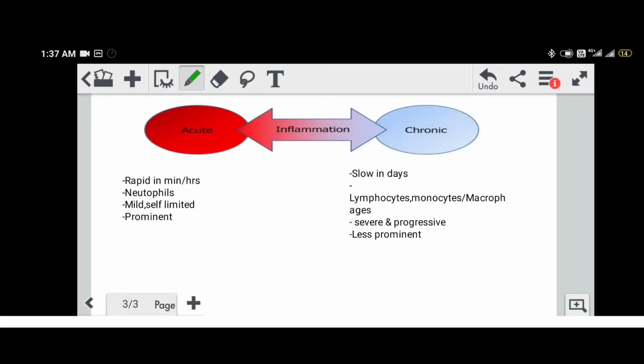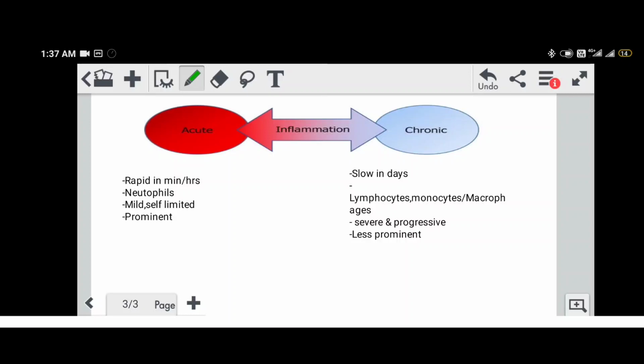Acute inflammation is of very rapid onset. It can start within minutes or hours, whereas chronic inflammation is very slow. In those, it may take some days for chronic inflammation to set in.